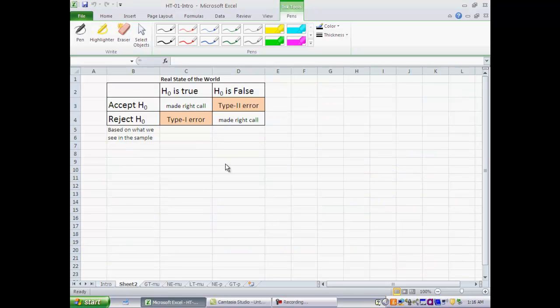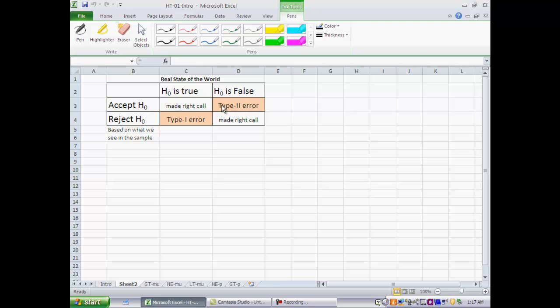So there are two types of errors that you can make, what's called a type 1 and a type 2 error. Now, if the null hypothesis is true in reality, but based on what you saw in the sample, you reject the null, then you've made what is called a type 1 error. And the flip side of that is that the null is in fact false, but because of whatever you saw in the sample, you accept the null hypothesis. You've just made a type 2 error.